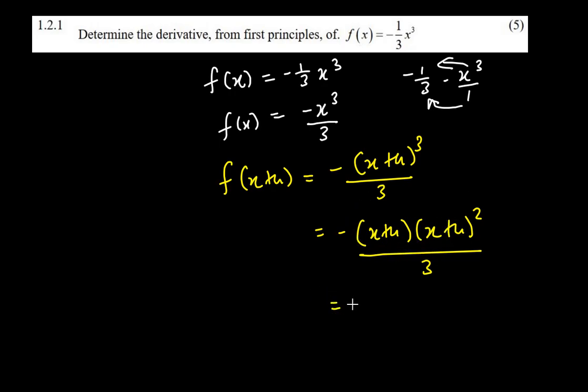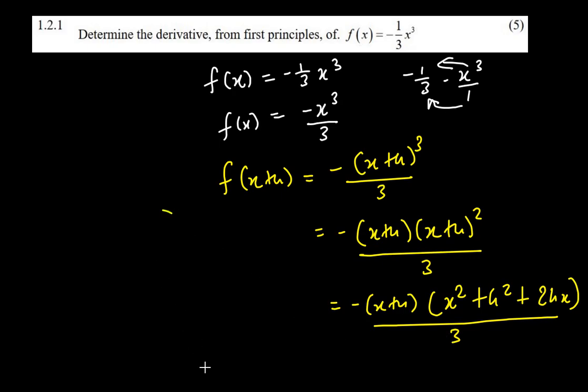So we're going to have negative times x plus h, and then we take the first term and square it, we're going to have x squared. The second term squared, you're going to have h squared. Then you say h times x, it's hx, and then multiply the answer by 2, you're going to have 2hx. Then you have all divided by 3. Then we're just going to simplify further there.